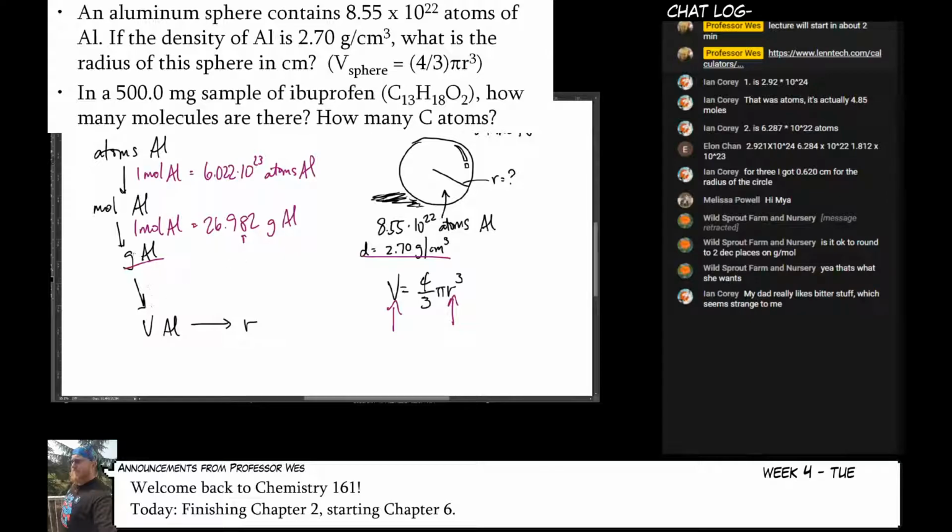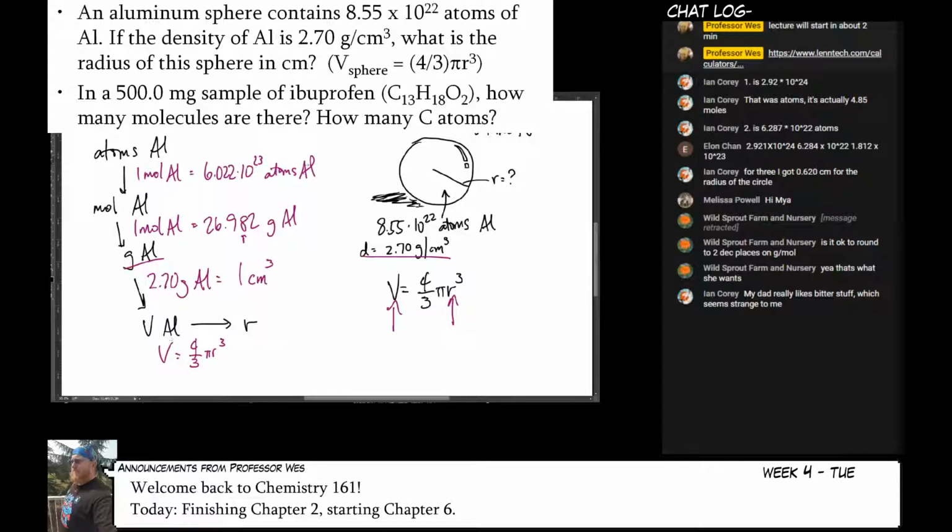What's the relationship between grams and volume of aluminum? Well, 2.70 grams of aluminum is a cubic centimeter of aluminum. And then the relationship between volume and radius is just 4/3 pi r cubed.